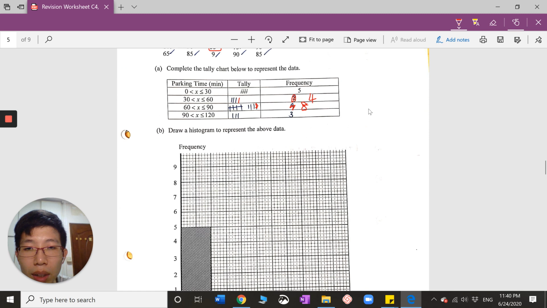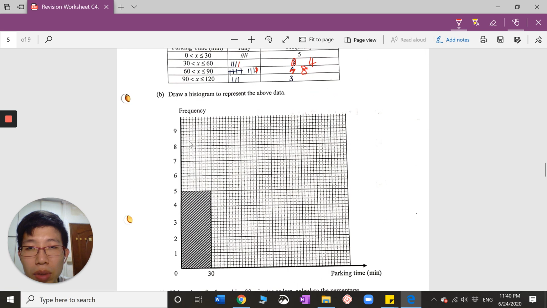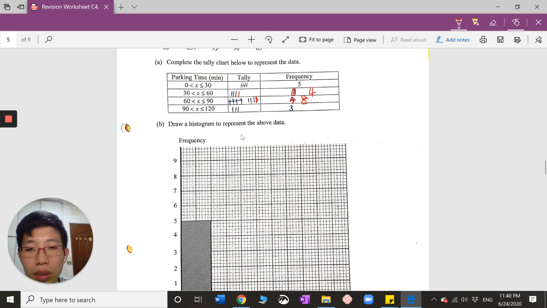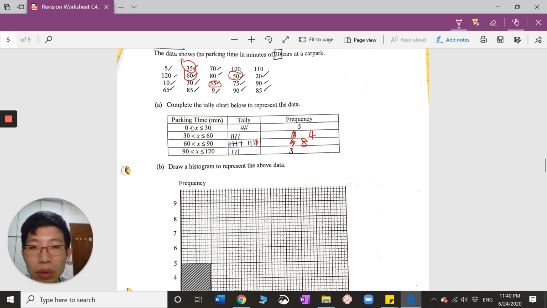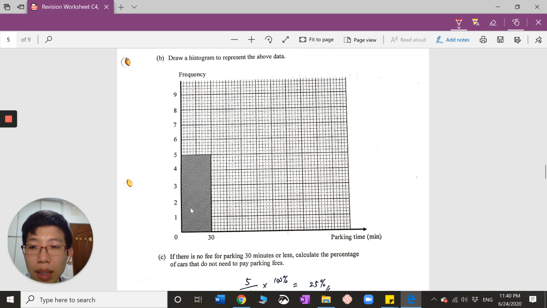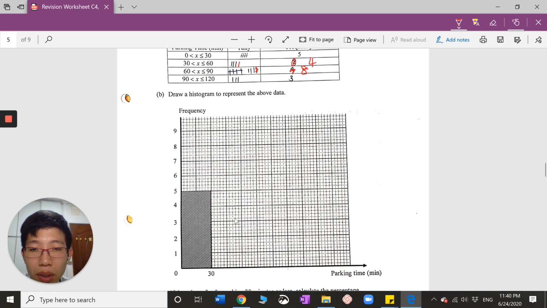The frequency just means the number of tallies that you are counting. So for the frequency over here, you need to draw the histogram. This one is the class interval, so your rectangular bar should be drawn in between two numbers. For the range between 0 to 30, there are 5 of them. So between 0 to 30, you draw up to 5. The next one will be 4.